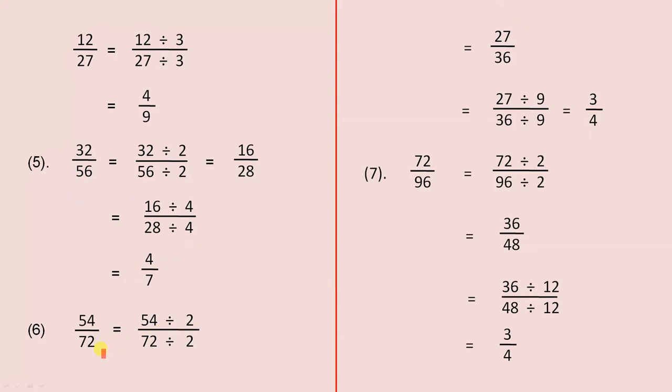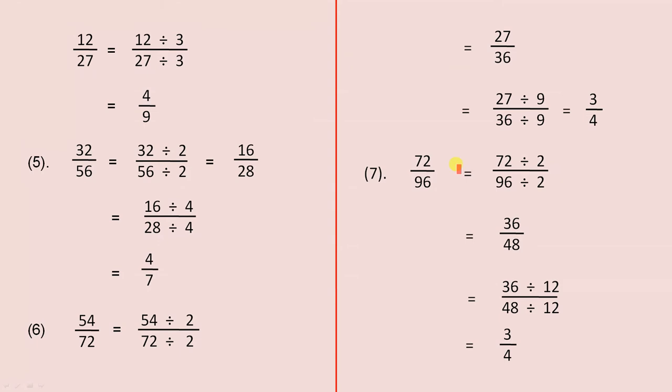54 over 72, both even numbers, so we can use 2. 54 divided by 2 is 27. 72 divided by 2 is 36, so we have 27 over 36. And if you know your tables well, hopefully you do, 27 and 36, 9 will divide into those evenly. 27 divided by 9 is 3. 36 divided by 9 is 4.